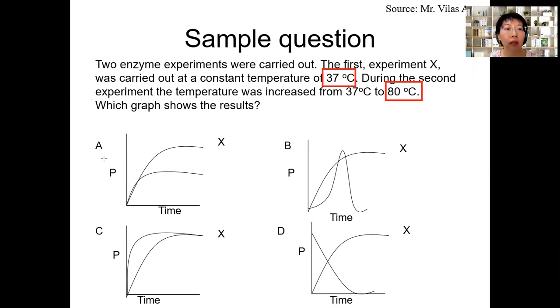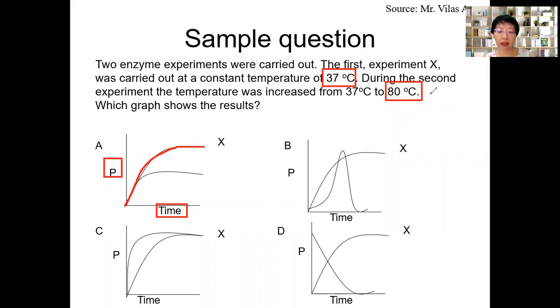So first thing you must check, the graph is a graph of product versus time. That means product concentration must increase with time, right? Okay, so X is when temperature is 37 degrees Celsius. If you look at all of them, they look the same. All the A, B, C, D for X go up. Product concentration will increase with time as more and more substrate is converted to product, and then it will level off when all the substrate has been used up and converted to product.